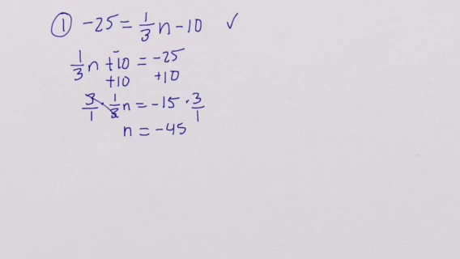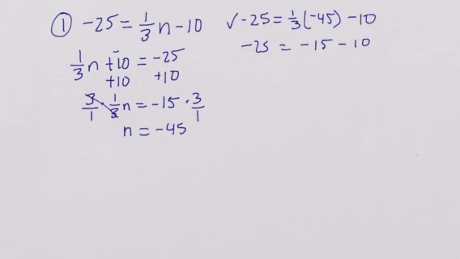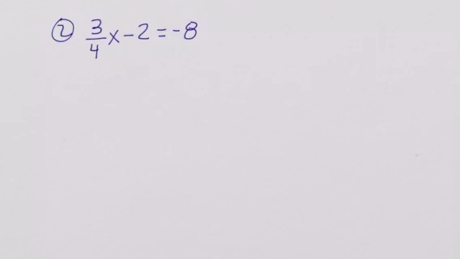And now we're going to check it. Negative 25 is equal to 1/3 times negative 45 minus 10. Negative 25 is equal to negative 15 minus 10. We're going to add a line and change the sign. So negative 25 is equal to negative 25. That makes our value for n negative 45.